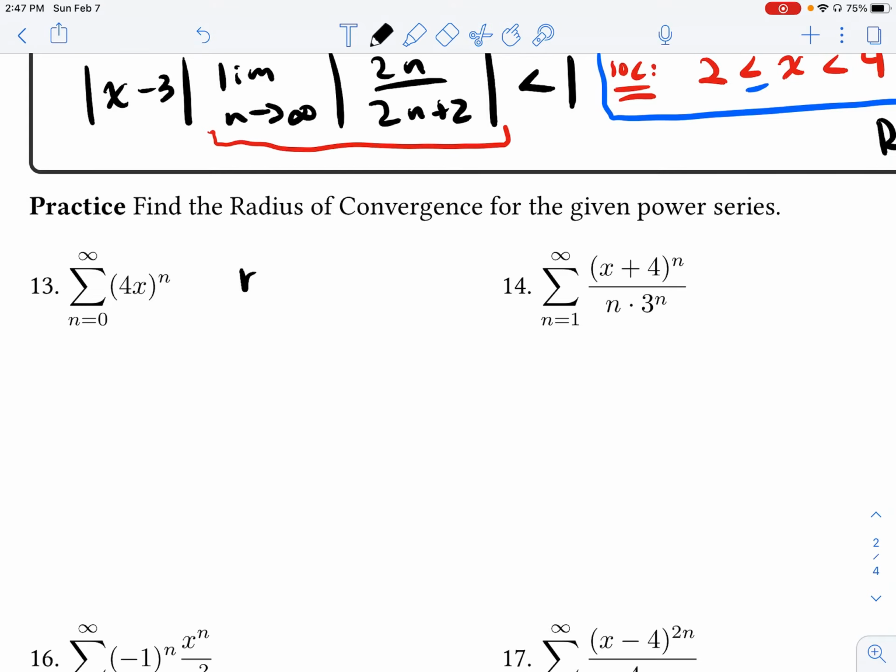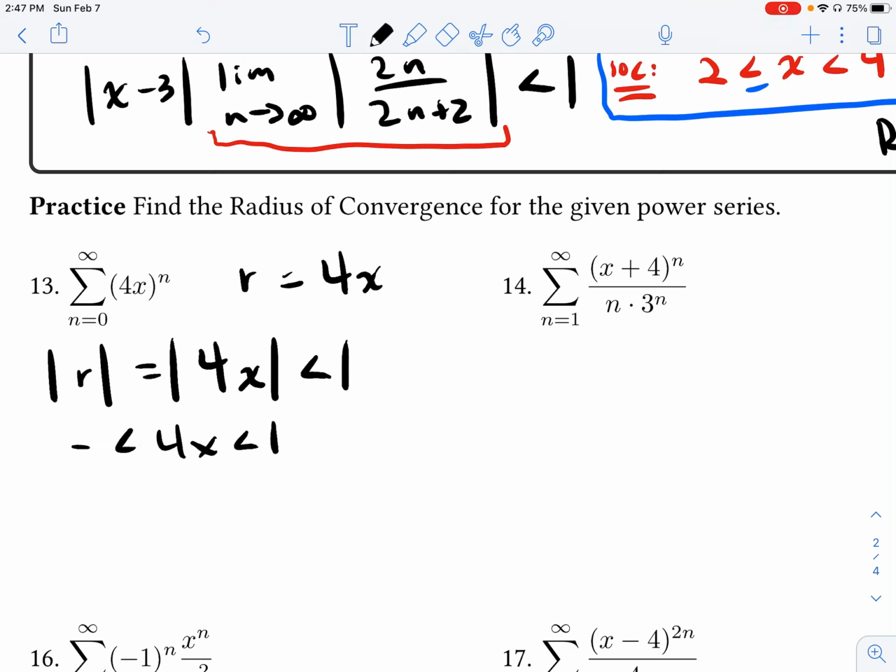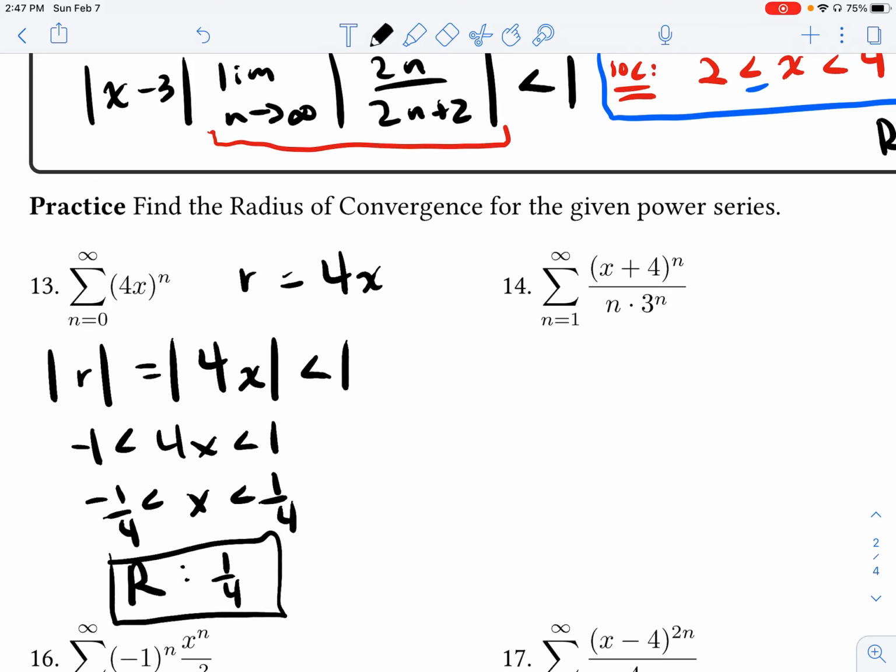We know that our common ratio is equal to 4x. So when the absolute value of our common ratio, 4x, is less than 1, then we can say this here as a compound inequality. So when x is less than 1/4 and greater than negative 1/4, this is our IOC again. That means our radius of convergence is the distance from the center to the endpoint, which is 1/4. So there's our radius of convergence there, okay?